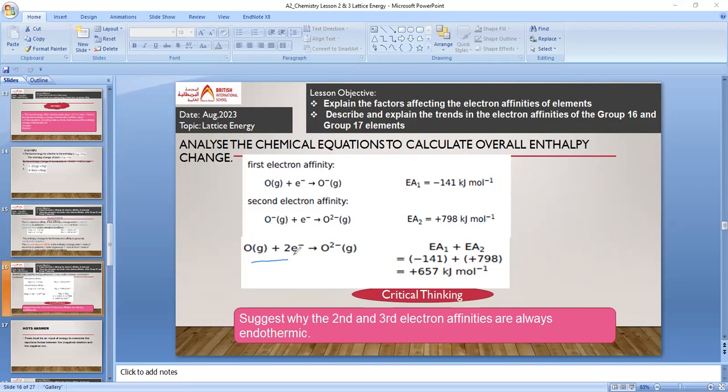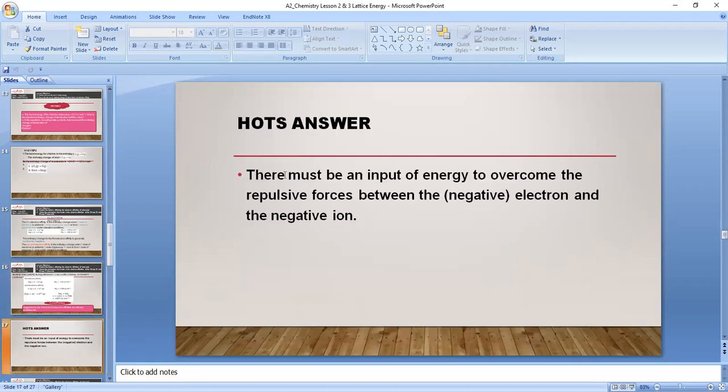And then the total electron affinity would be electron affinity 1 plus electron affinity 2, and you will get the electron affinity of the oxygen atom as a whole. Then they ask you to suggest why second and third electron affinities are always endothermic. I have explained already: for the second electron to be added, it is repelled by the negative charge. So the answer is there must be an input of energy to overcome the repulsive forces between the incoming electron and the negative ion. Is that clear?